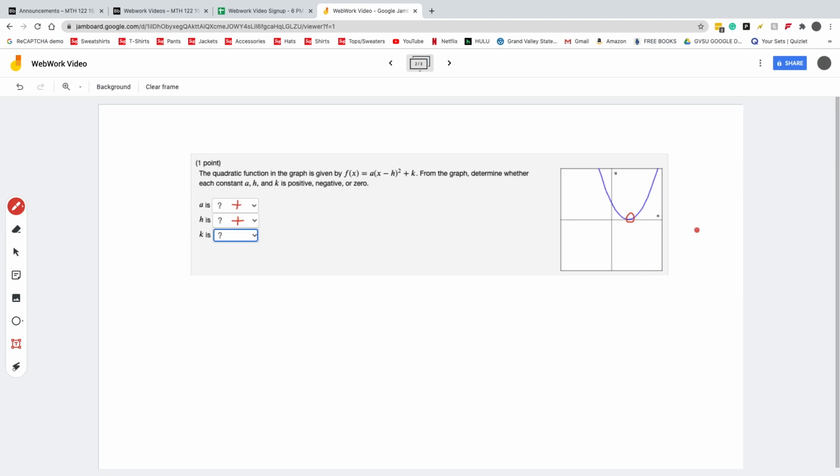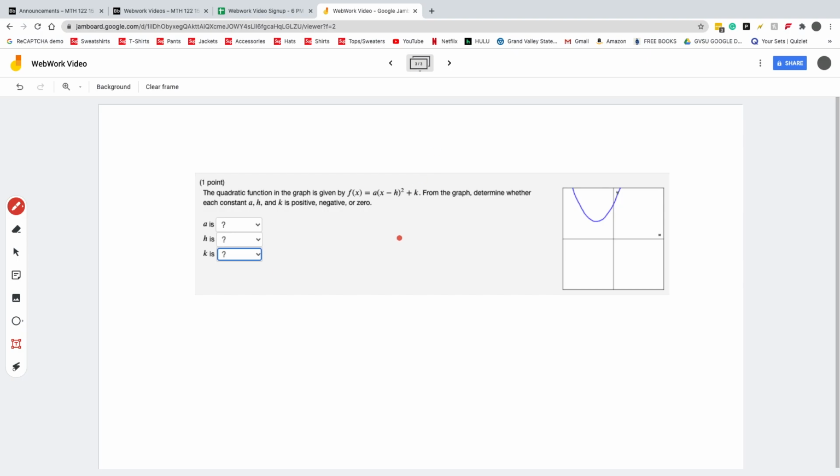And then for the K value, which is y, it would be 0 again, because you can tell that it is at 0 for the y value. Okay. And then problem 12 here, it's the same thing.